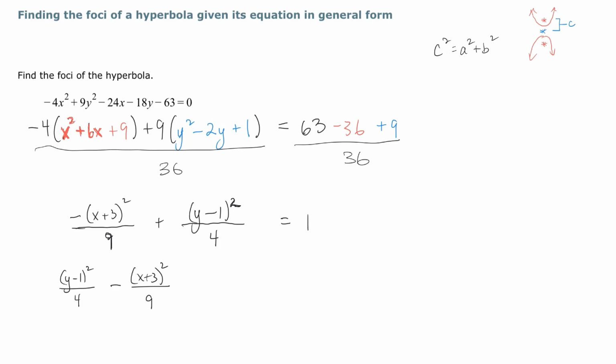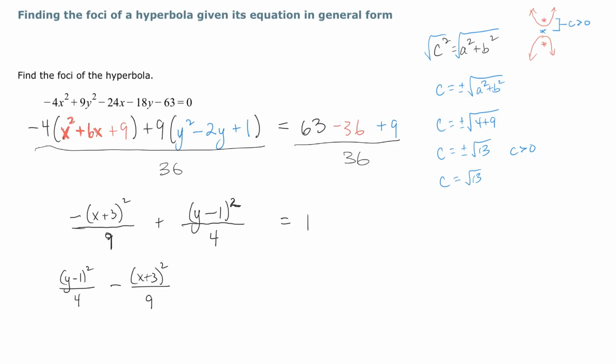Let's find that c. c is actually greater than 0. That means c is equal to plus or minus the square root of a squared plus b squared. So c is equal to plus or minus, what's a squared? a squared is 4, and b squared is 9. So c is equal to plus or minus square root of 13. But you know that c is greater than 0, so c must be square root of 13.